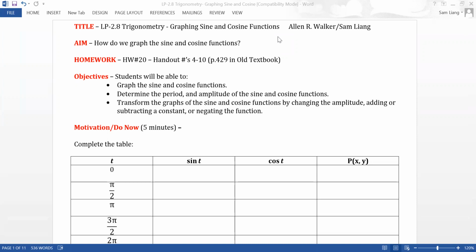Today is going to be a relatively light lesson. We're going to be talking about graphing sine and cosine functions. Aim is how do we graph the sine and cosine functions.